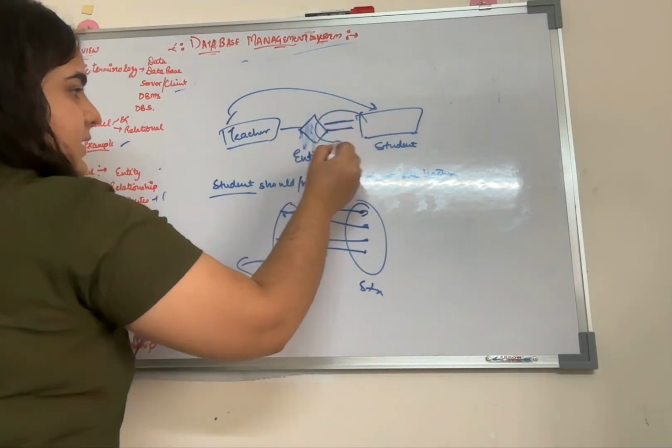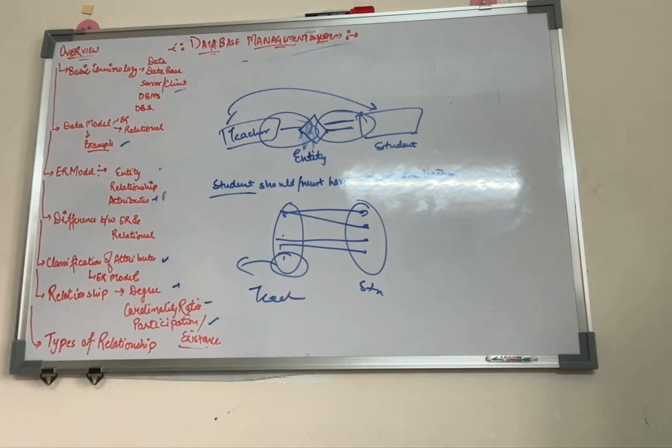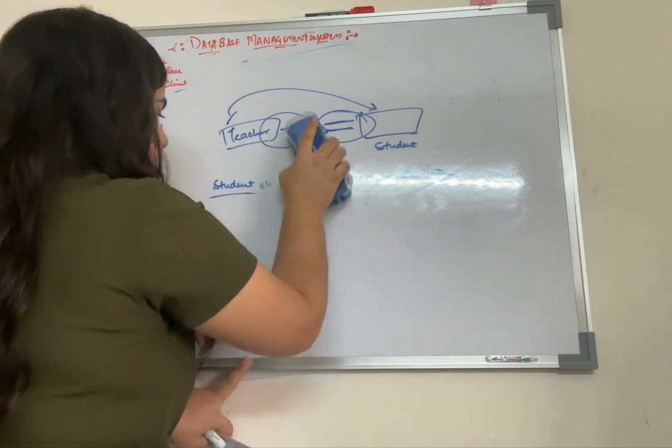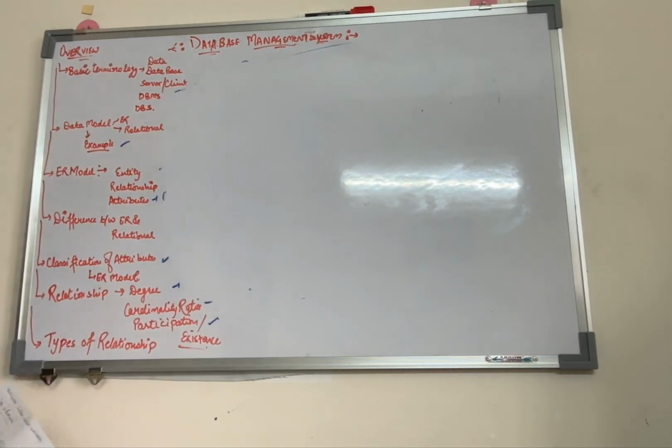So a student is having total participation, but the teacher is having partial participation. Total participation is depicted by double lines, and partial participation is depicted by a single line. Now we'll see types of relationship. What does types of relationship mean? This means that there are many ways a relationship can exist in the database.